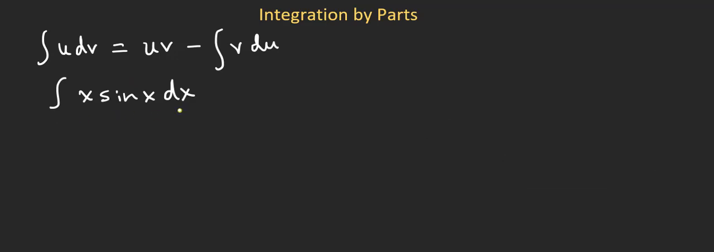Let's take a look at this example right here. You got x sine x dx. Okay, which one are we going to let u? And what about dv? We need to find what u is going to be and what dv is going to be.